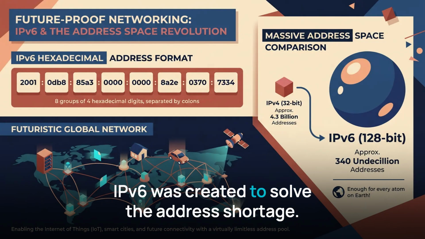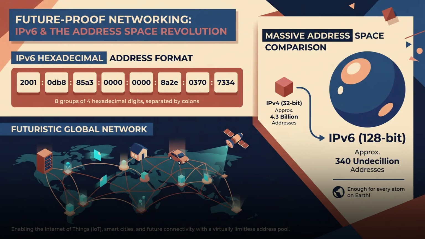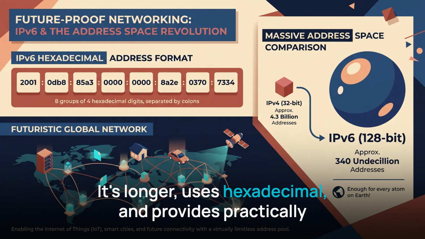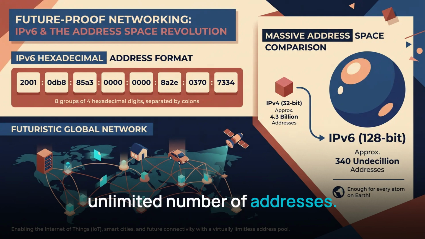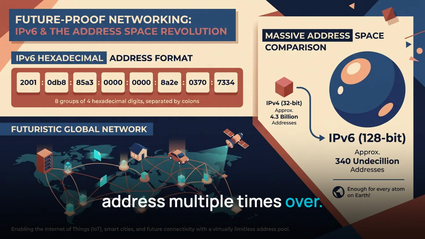IPv6 was created to solve the address shortage. An IPv6 address looks a little different to IPv4. It's longer, uses hexadecimal, and provides a practically unlimited number of addresses. It's enough to give every grain of salt on earth its own IP address multiple times over.